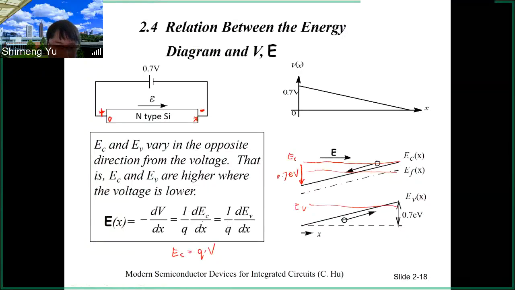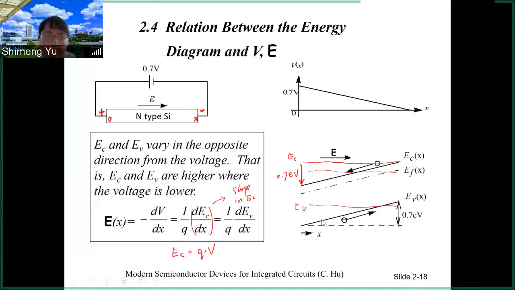So this dEc over dx, what is that? That is the slope in the band diagram. Slope in the EC. And we said that this is in parallel with EV, so it will be the same slope in EV. So this is an important conclusion. If you have any tilted or bent band edge, that means you have electric field in the system.